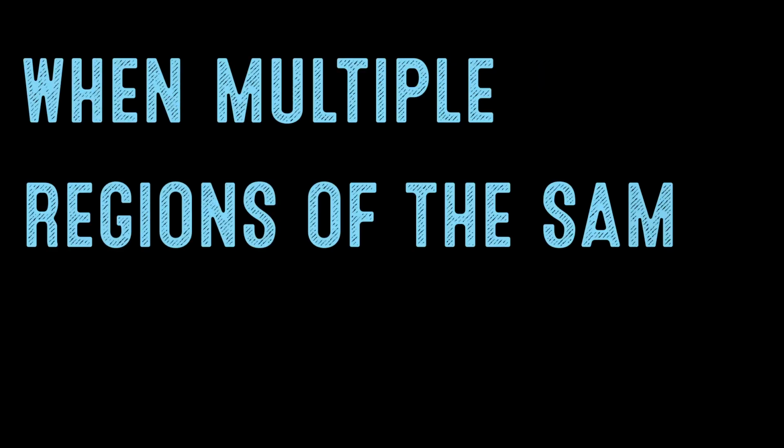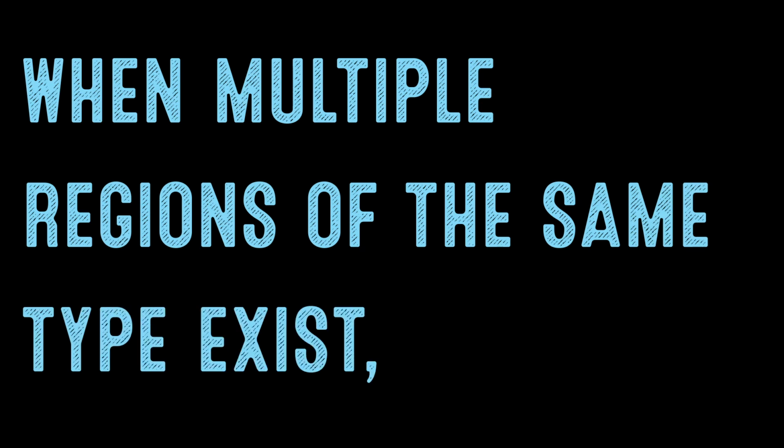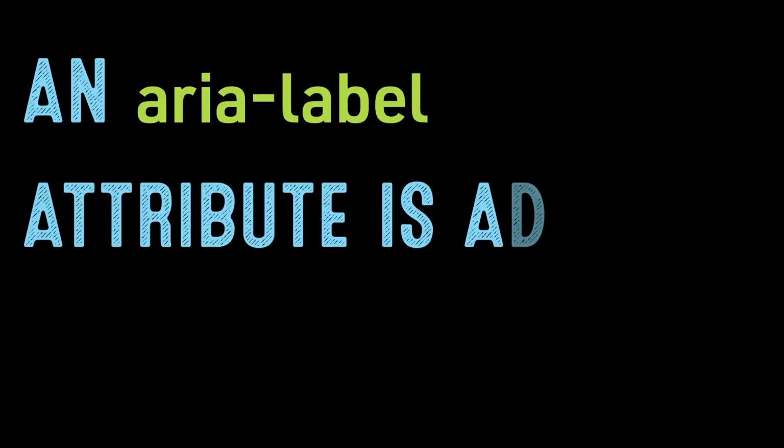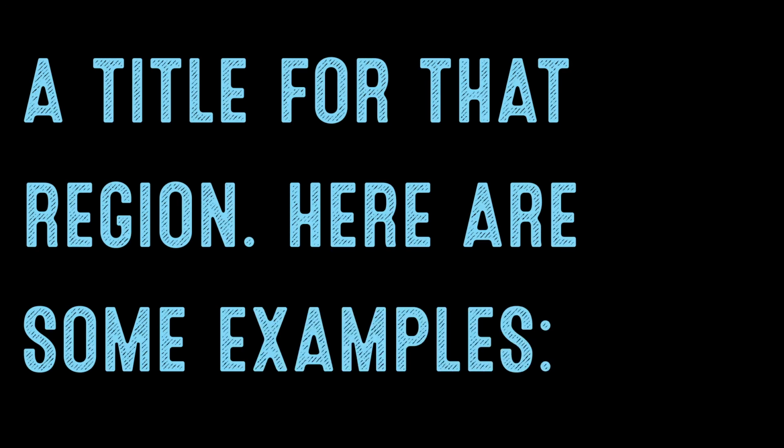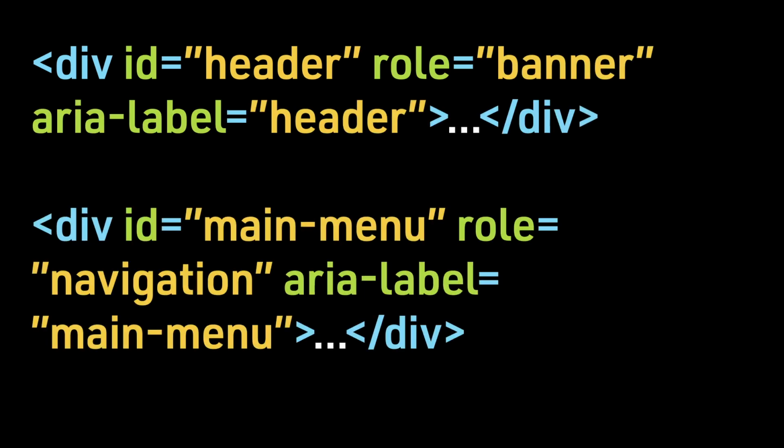When multiple regions of the same type exist, an aria-label attribute is added to further indicate a title for that region. Here are some examples. Div, ID equals header, role equals banner, aria-label equals header, end div. Div, main menu, role navigation, aria-label main menu, end div.